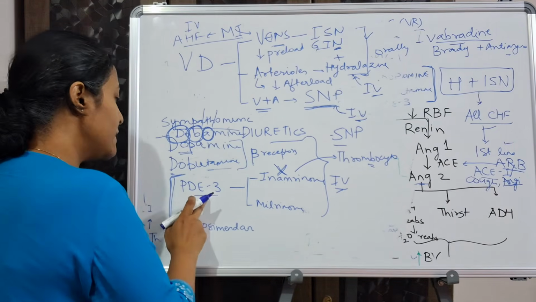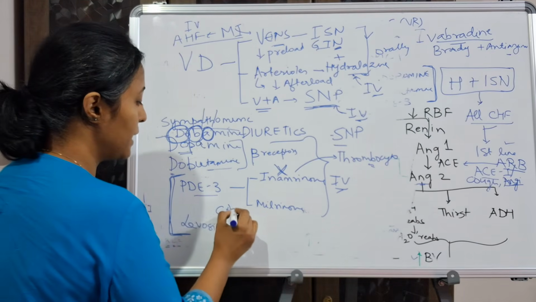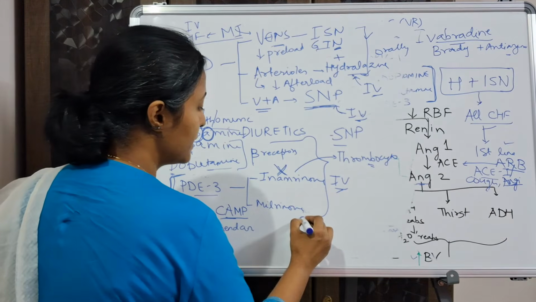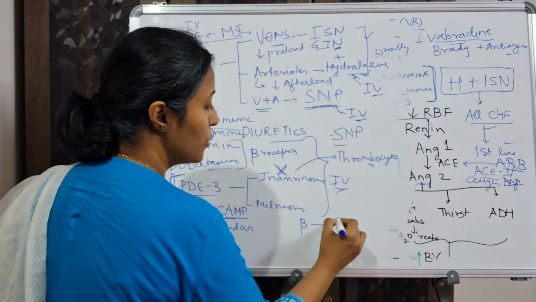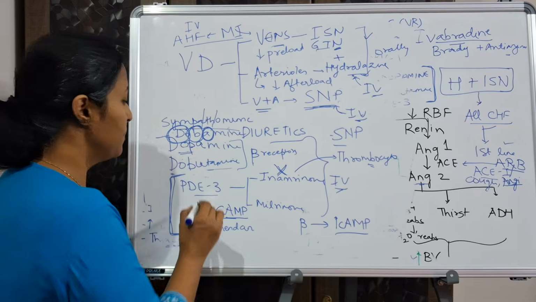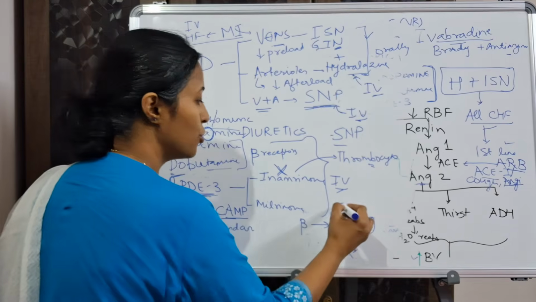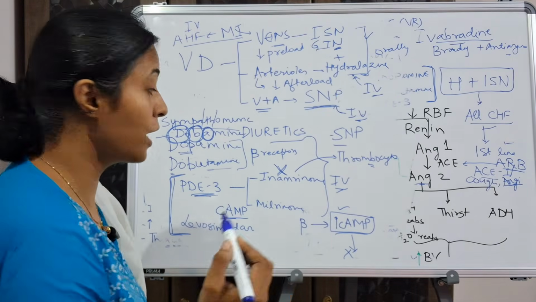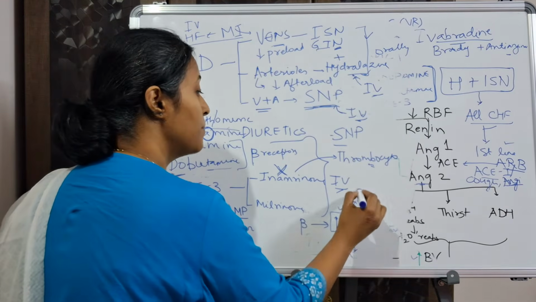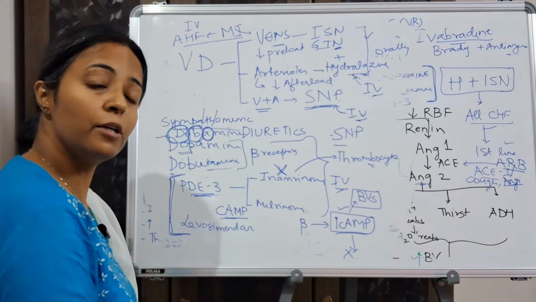How do PDE3 inhibitors act? They basically prevent the degradation of cyclic AMP. Actually, sympathetic activity increases the stimulation of the beta receptors in the heart, which causes an increase in cAMP, and this increases the heart contractility. PDE3 inhibitors prevent the degradation of this cAMP so that there is more accumulation of cAMP, and so more heart contractility. Also, not only in the heart, this increased cAMP occurs in blood vessels as well, and there it causes vasodilation both in arterioles and veins.